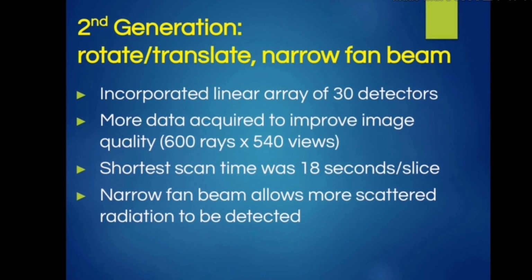Second generation has the rotate-translate acquisition with a narrow fan beam. It has a linear array of 30 detectors, with more data acquired to improve image quality. The shortest scan time was 18 seconds per slice, and the narrow fan beam allows more scattered radiation to be detected.